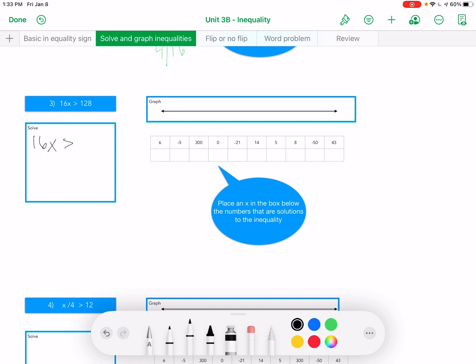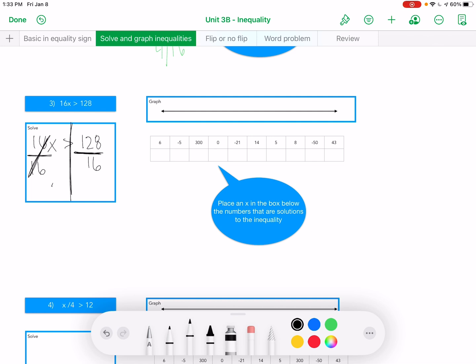x is greater than 128. I'm going to draw my line. Locate your variable, 16x. That's your coefficient. That's telling you to multiply. The opposite of multiply is to divide. We're going to divide both sides by 16.